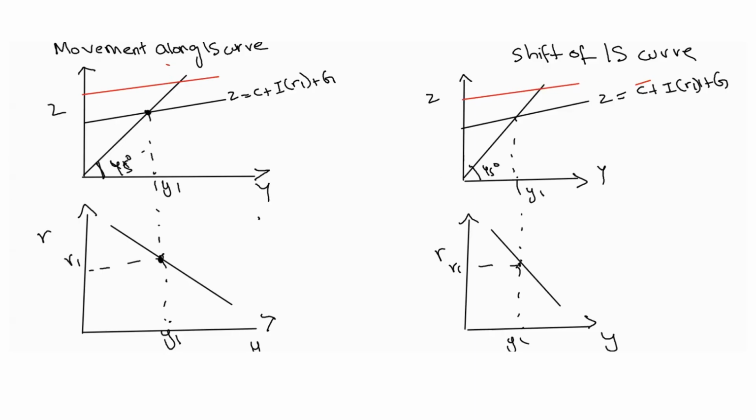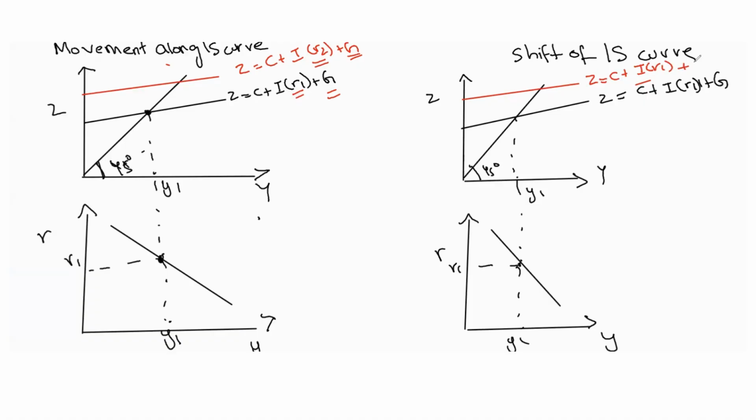In the first case, the demand schedule shifts up because of the change in interest rate. The interest rate has gone down, sorry, so here it shifts up because interest rate has gone down. G is the same. In the second case, the interest rate is still the same.